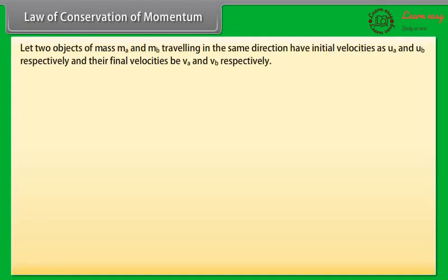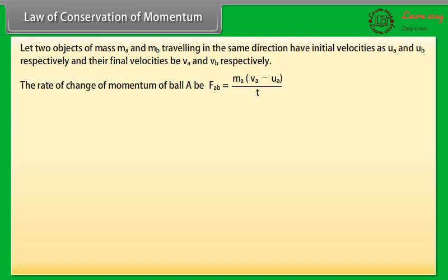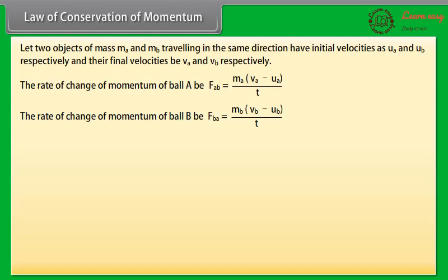Let two objects of masses mA and mB travelling in the same direction have initial velocities uA and uB respectively, and their final velocities be vA and vB respectively. The rate of change of momentum of ball A, FAB, is equal to mA into (vA minus uA) upon t. The rate of change of momentum of ball B, FBA, is equal to mB into (vB minus uB) upon t.